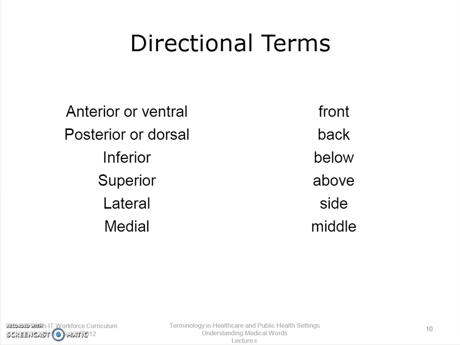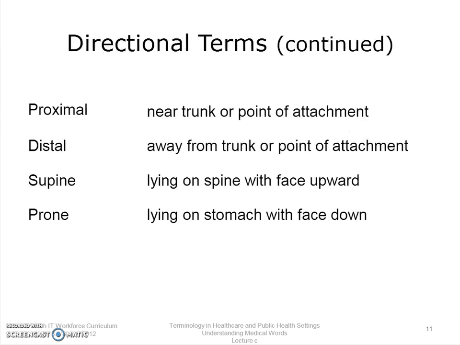Inferior is below another structure or moving more toward the feet, while superior means something is above another structure or moving more toward the head. Lateral means alongside another structure, and medial refers to the middle or near the middle of the body or structure. Additional directional terms include proximal, which means located near the trunk or point of attachment to the body. Distal means something is located away from the trunk or point of attachment to the body.